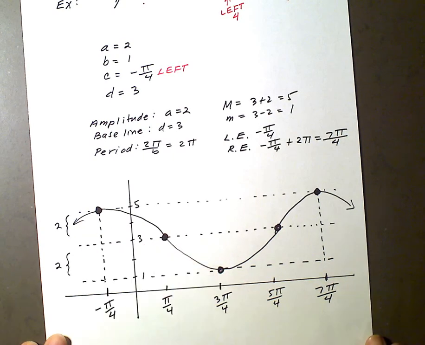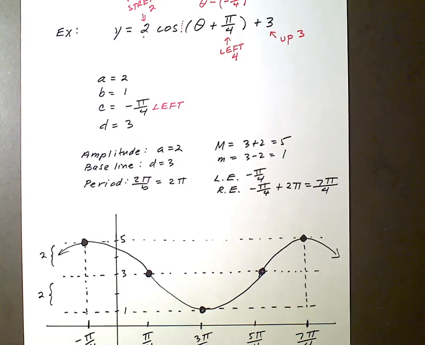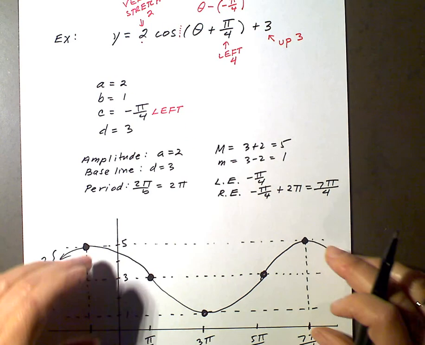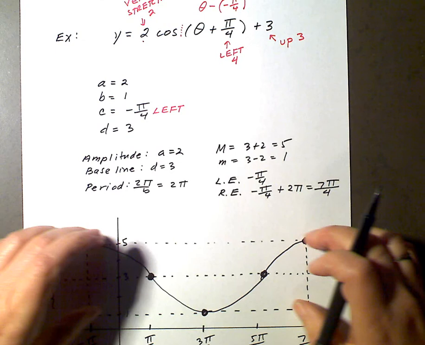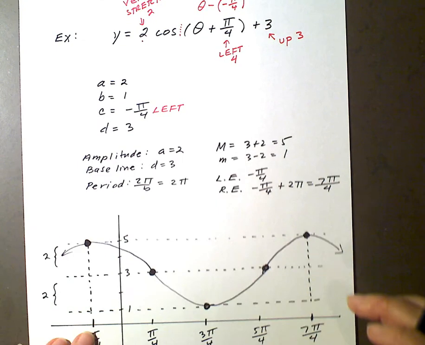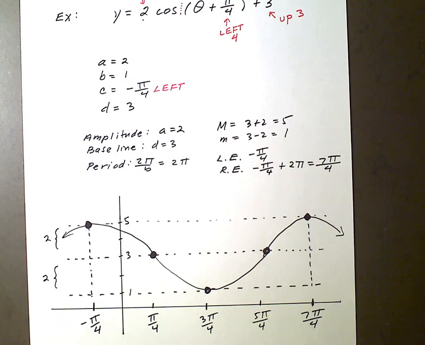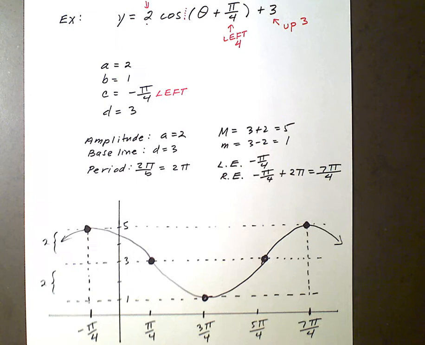So anyway, that's the graph of 2 times the cosine of theta plus pi over 4, kind of fancy. I'm doing a vertical shift up by 3 units, a shift to the left by pi over 4 units, and it's got an amplitude of 2. And of course I chose my own scale, but you get the idea of where these points are. So that's it.